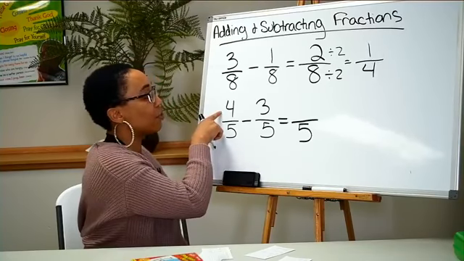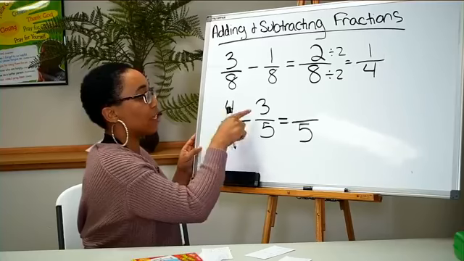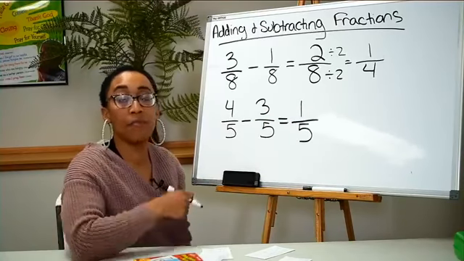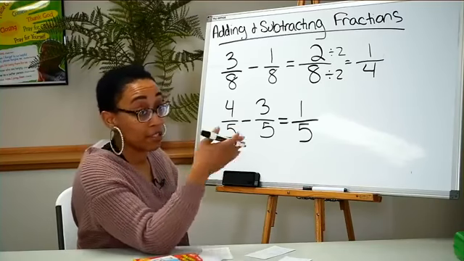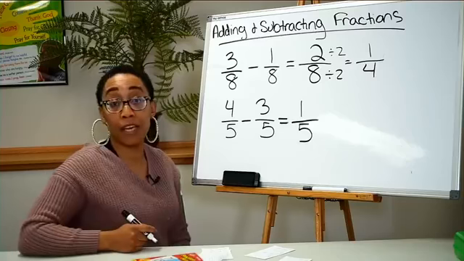So then we're going to go to the numerators and subtract. So we have 4 minus 3. 4 minus 3 is 1. So we have 1/5 as our answer. Next thing you need to do, can you reduce this? Nope, it's all the way reduced, so you're done. So the answer is 1/5.